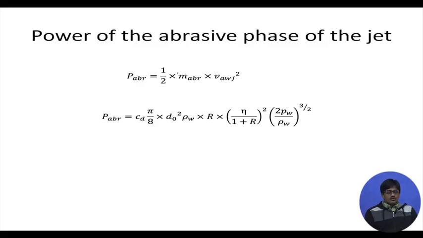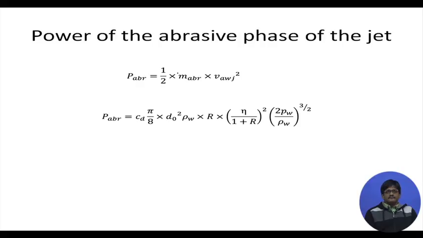If it is proportional, then we can say, since MRR is proportional to the power of the water jet, so if power of the abrasive phase is proportional to the power of the water jet, then MRR will be proportional to the abrasive phase power. Okay, MRR will be taken as proportional to the power of the abrasive phase of the jet. So, let us have a look at what we are talking about.